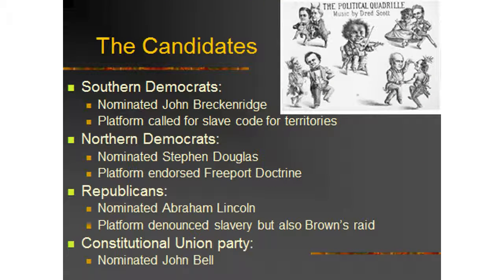There were 4 candidates for the 1860 election. The Southern Democrats nominated John Breckinridge. The Northern Democrats nominated Stephen Douglas. As you can see, the Democratic Party was split in half because of the slavery issue. Republicans nominated Abraham Lincoln, and a new party arose at this time called the Constitutional Union Party, and they nominated John Bell.